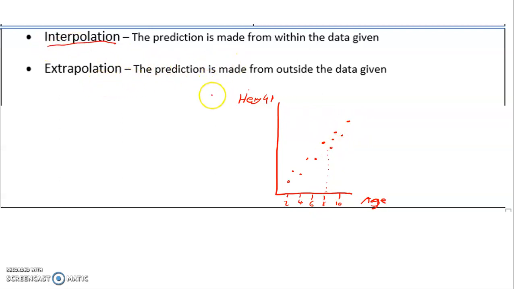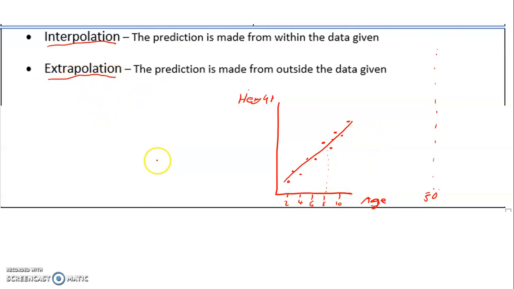If it's from outside the data, and now our line of best fit at the moment looks something like that, if we wanted to predict for a 50-year-old, we're predicting over here somewhere. It's outside of the data that we're given. This is what we call extrapolation.